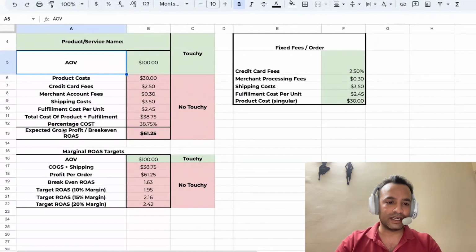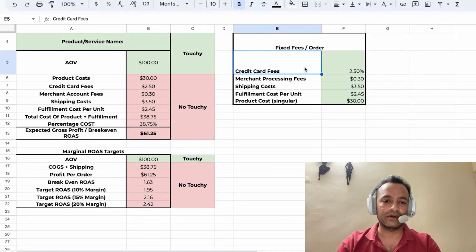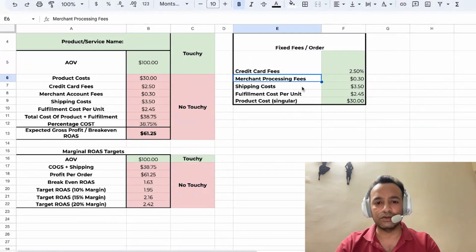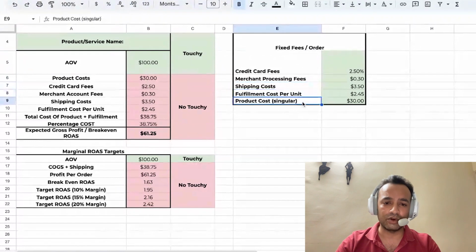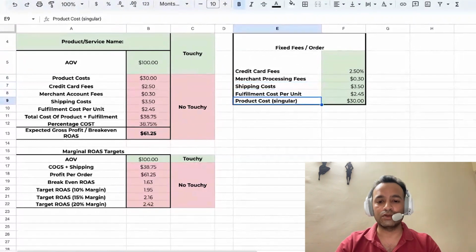And then on the left side here, what you see is the basic costs and the fees that are associated with selling a product. And we have the AOV field here. On the right, there are some fixed costs. Usually these are credit card processing fee, the merchant fee, something that Shopify would charge you, your shipping costs, and more importantly, the product cost. What is it that you're paying to the manufacturer?